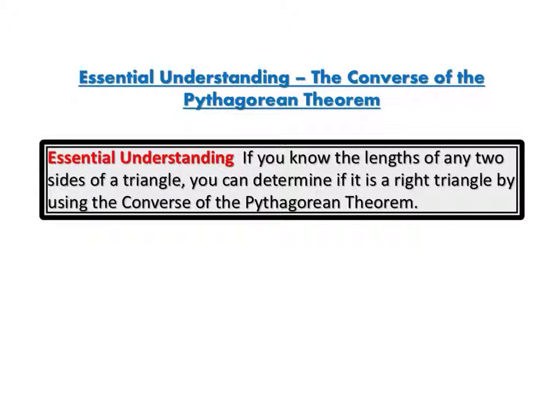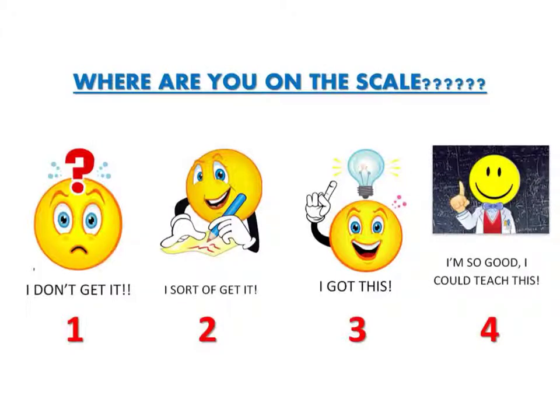But what I want you to understand by the end of this lesson is if you know the lengths of any two sides of a triangle, you can determine if it is a right triangle by using the converse of the Pythagorean theorem. Notice it doesn't say you're going to find the third leg or the hypotenuse. You're going to decide whether or not it is a right triangle. So where do you think you are on the scale? 1, 2, 3, or 4. Write the number at the top of your notes right now and get ready to watch the rest of the video.